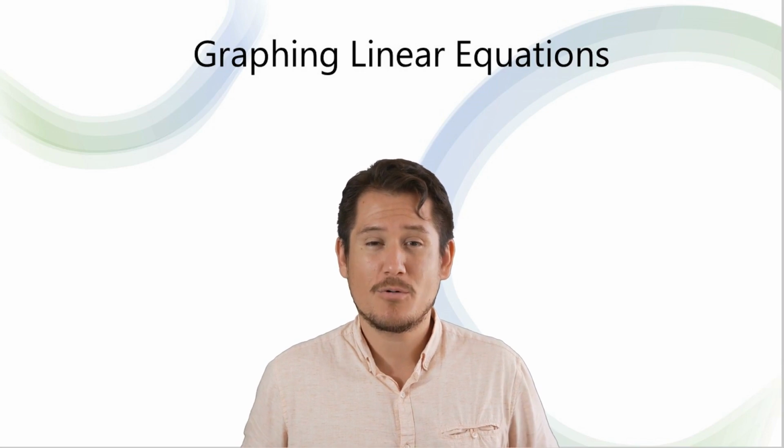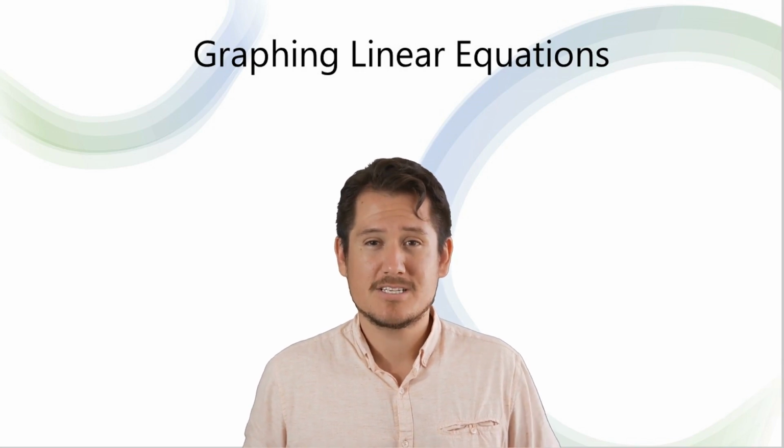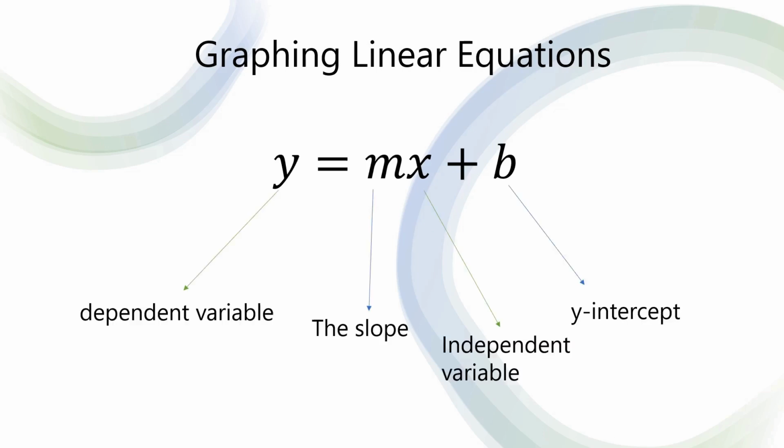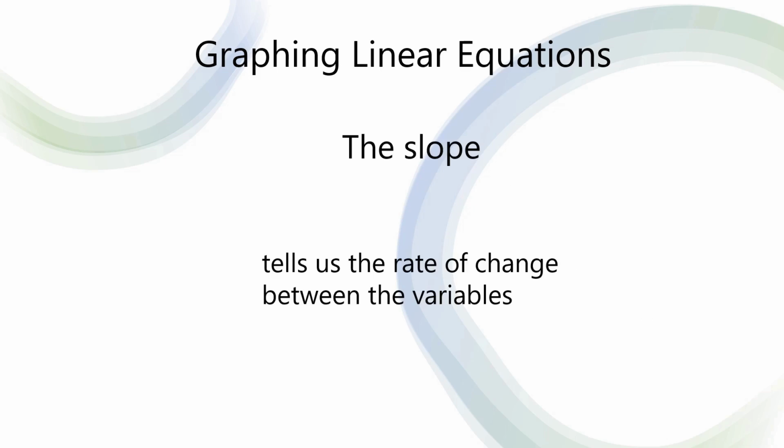To graph a linear equation, we first need to understand the basics of linear equations. A linear equation typically has the form y equals mx plus b, where y represents the dependent variable, x is the independent variable, m signifies the slope, and b represents the y-intercept. M is a critical component of linear equations as it tells us the rate of change between the variables.